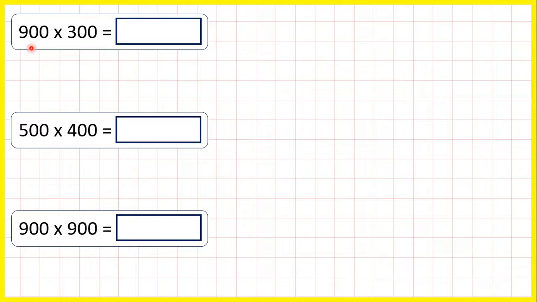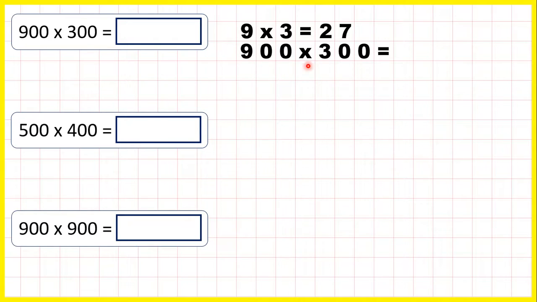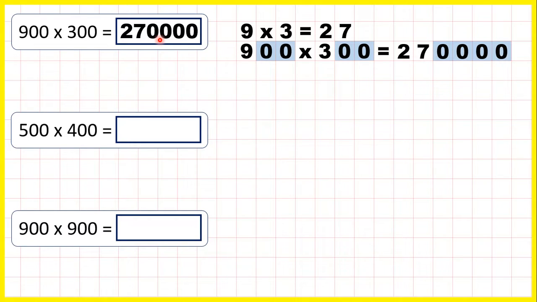So for this first question, because we know that 9 times 3 is 27, we know that 900 times 300 is 270,000. That's because 9 times 3 is 27, but then if we have a total of 1, 2, 3, 4 zeros in our multiplication question, there will be 4 end zeros in our answer. So that's 270,000.